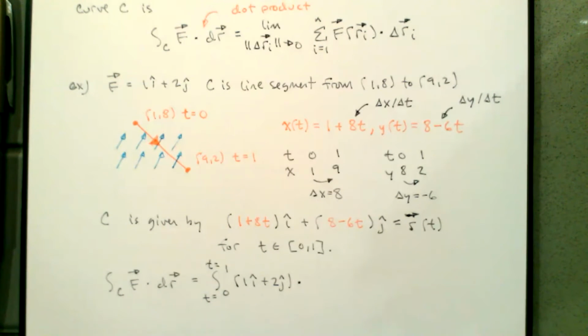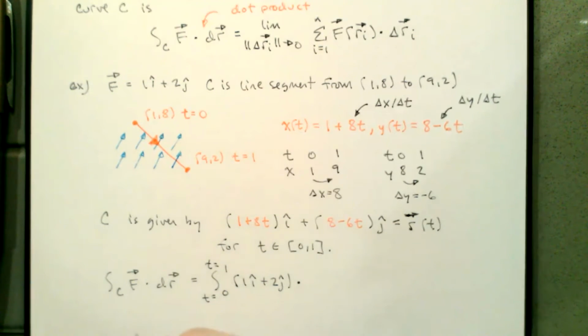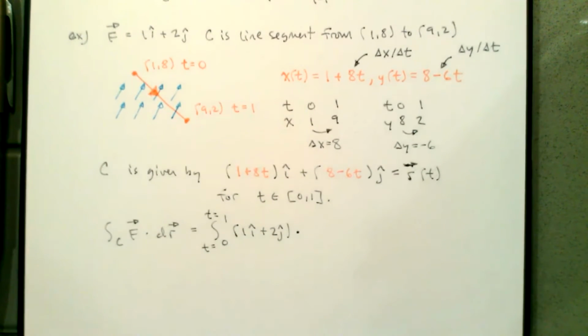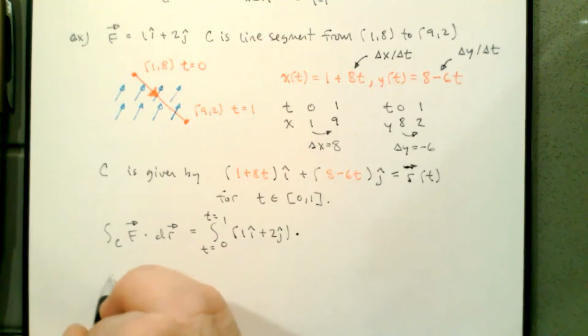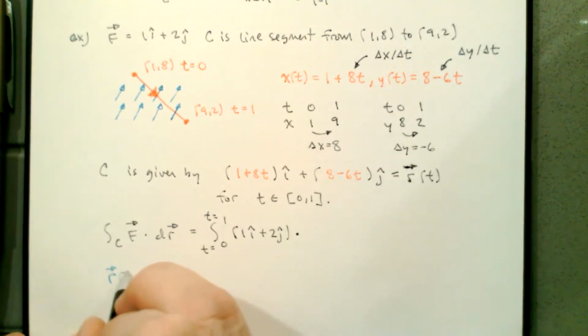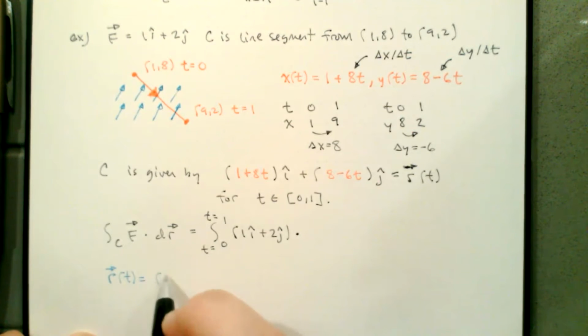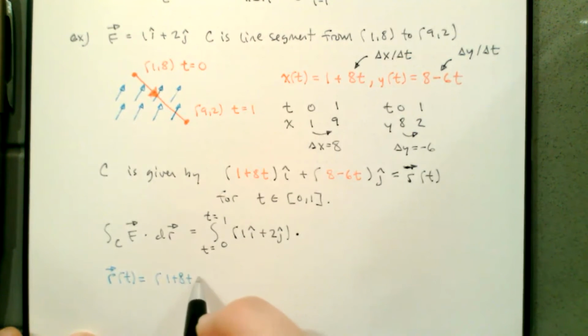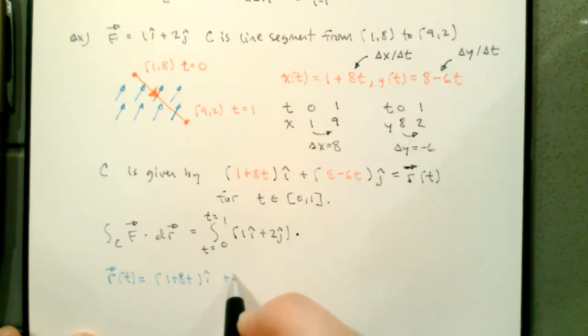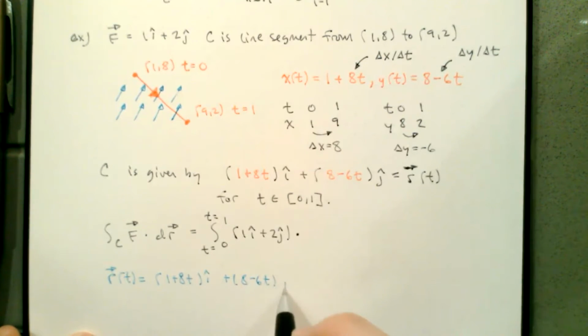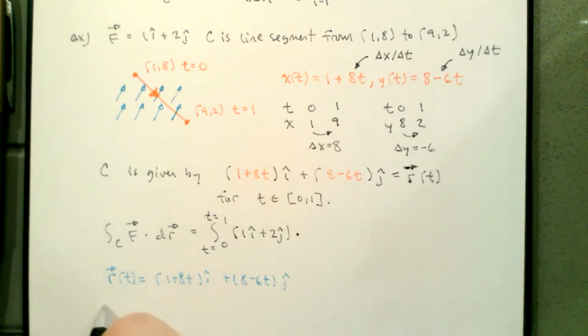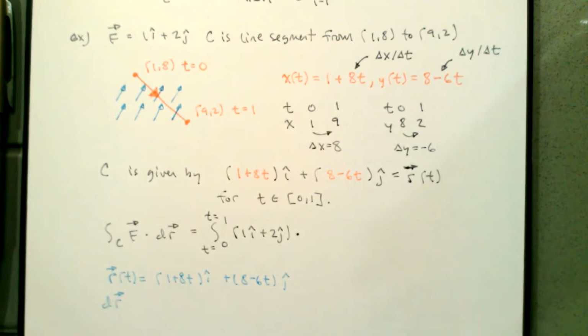So if r of t is 1 plus 8t i plus 8 minus 6t times j. dr, well, we've got to figure out what dr is going to be. Anyone want to take a wild guess at what we're going to do to find dr?